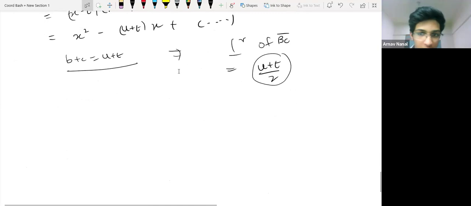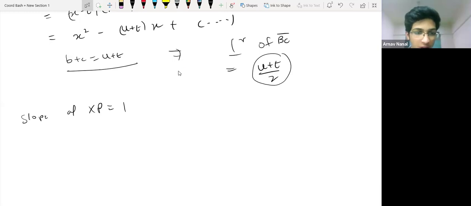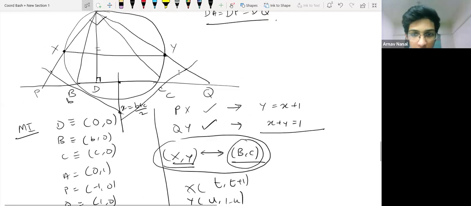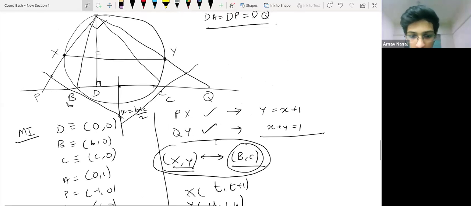So now you know that the slope of xp is equal to 1. So the slope of the perpendicular bisector of xp would be minus 1. What is the midpoint of xp? x is t comma t plus 1, so this would be t minus 1 by 2 comma t plus 1 by 2, right? And this is u and 1 minus u, so u plus 1 by 2 comma 1 minus u by 2.